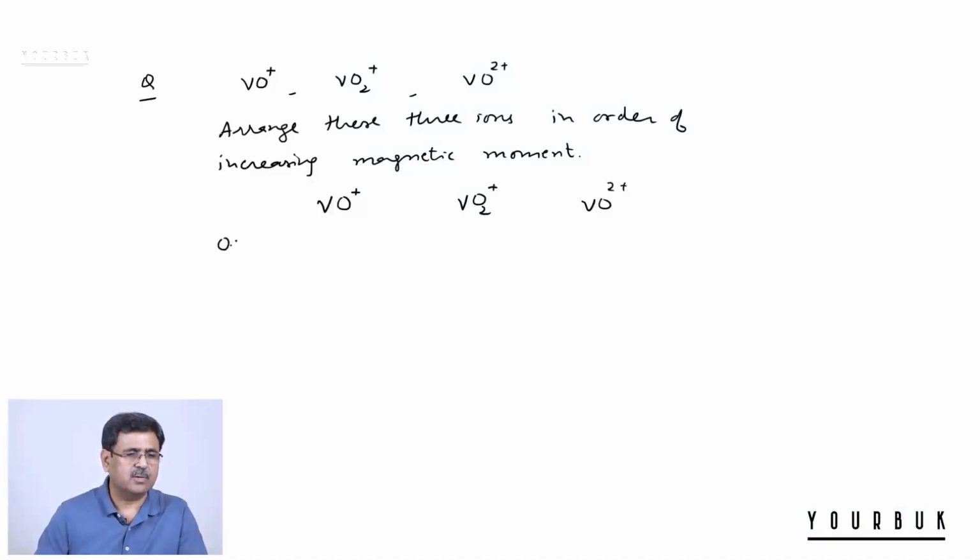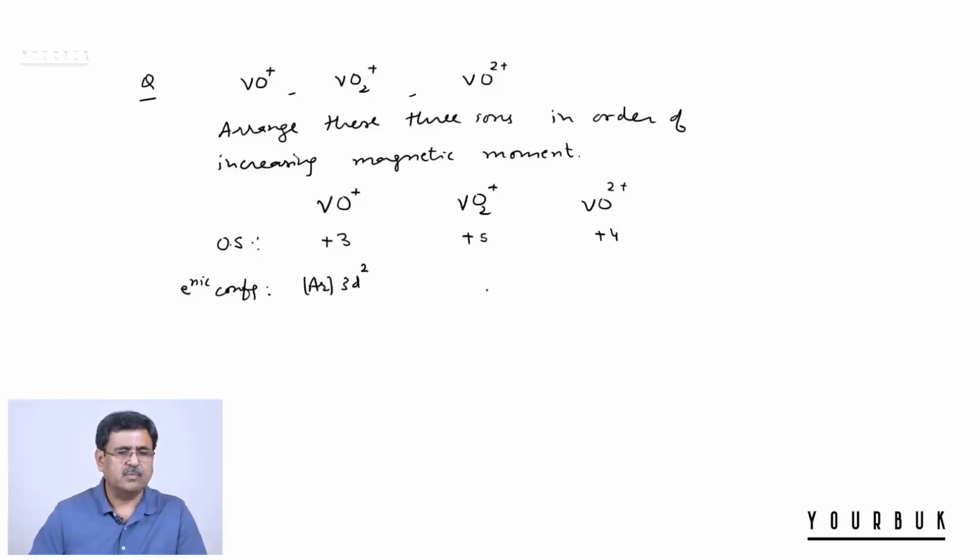Now first of all, we calculate the oxidation state of vanadium. Now in the first ion, the oxidation state of vanadium is +3. In the second ion, it's a +5. In the third, it is a +4. Now then we write the configuration of vanadium 3+, vanadium 4+, and 5+. Now vanadium 3+ has a configuration of argon 3d2. Vanadium +5 has a configuration of argon 3d0. Vanadium +4 has a configuration of argon 3d1. So more the number of unpaired electrons present, higher the value of the magnetic moment.